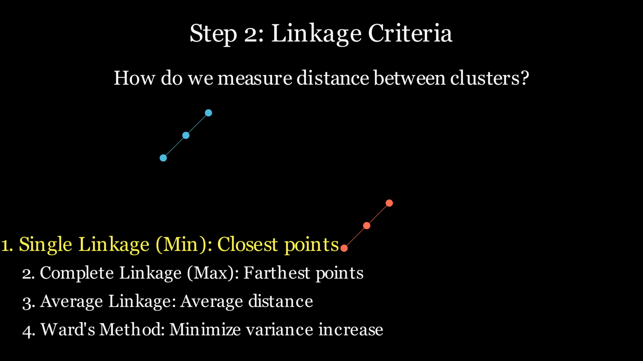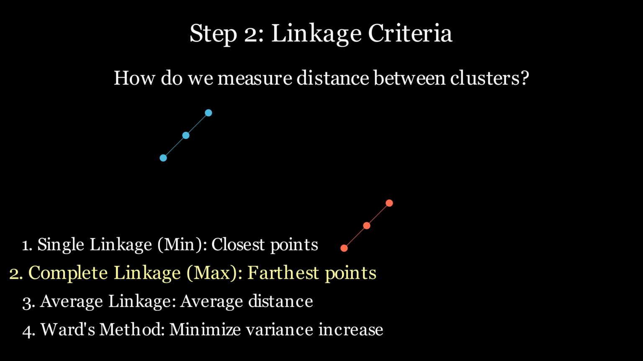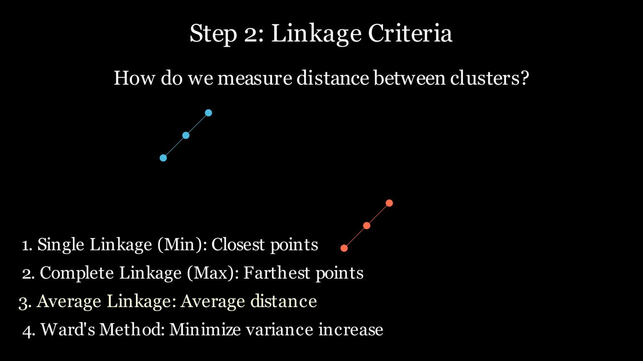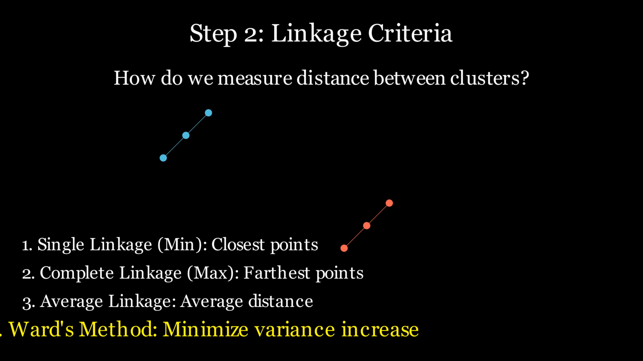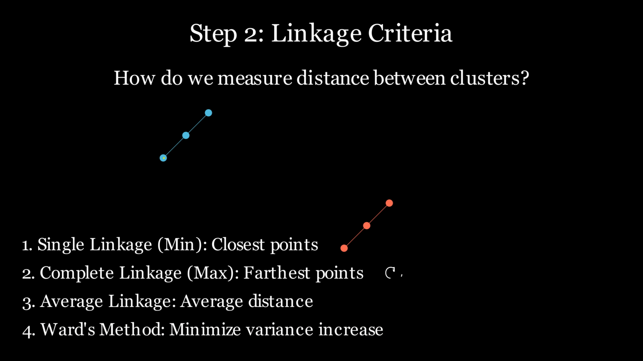Once we have clusters, we need a linkage criterion to define the distance between them. Single linkage uses the minimum distance between any 2 points in the 2 clusters. Complete linkage uses the maximum distance. Average linkage uses the average of all pairwise distances. Ward's method aims to minimize the increase in variance after merging.